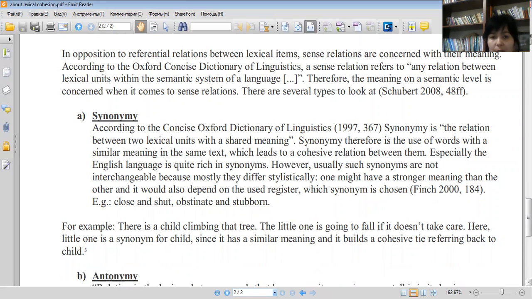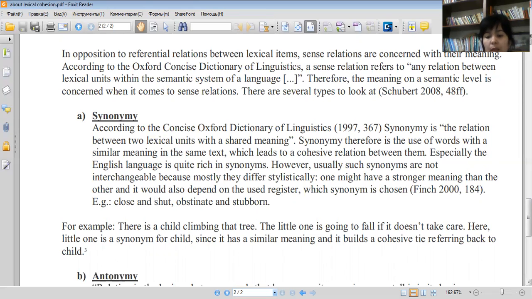If we speak about synonymy, they are those words whose meanings are very close to each other. For example, beautiful, gorgeous, pretty, they are synonyms to each other. And if we speak about other synonyms, for example, baby and sweetheart are also synonyms to each other.